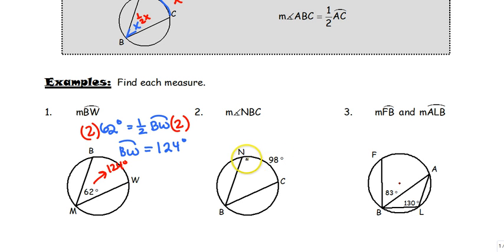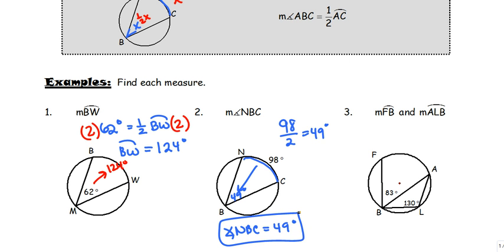So if we have the arc this time, 98 degrees, if I'm going inside, I'm cutting that in half. So all I have to do is take 98 degrees divided by 2, and we get 49 degrees. So our angle on the inside is 49. Angle NBC is equal to 49 degrees.